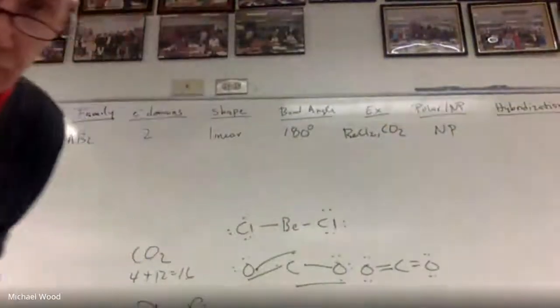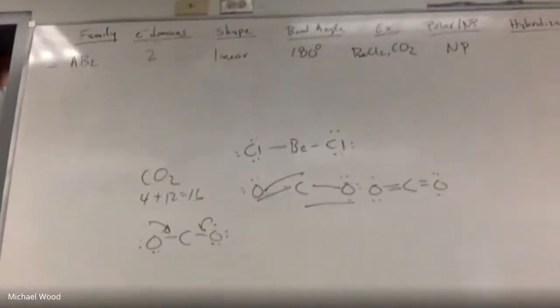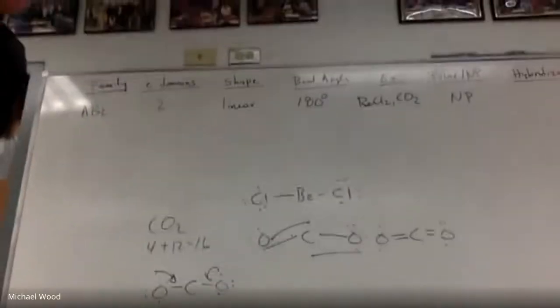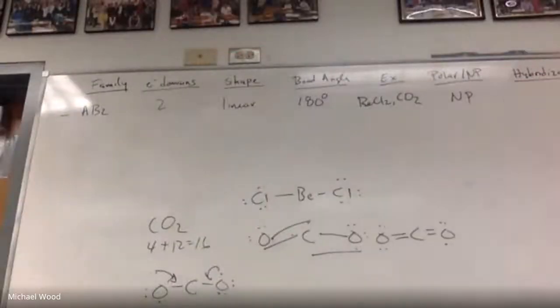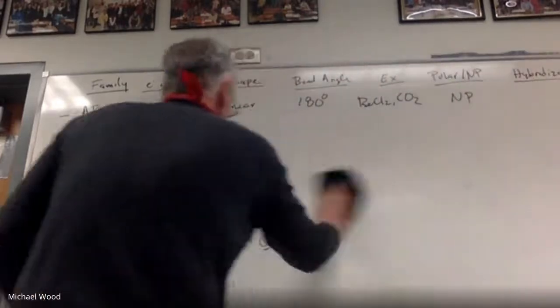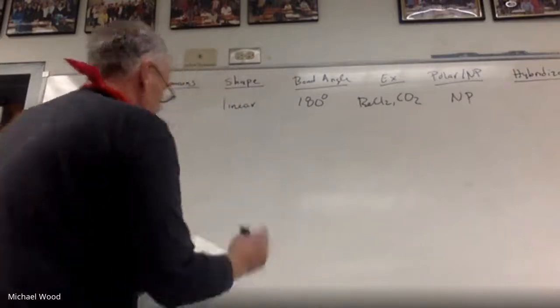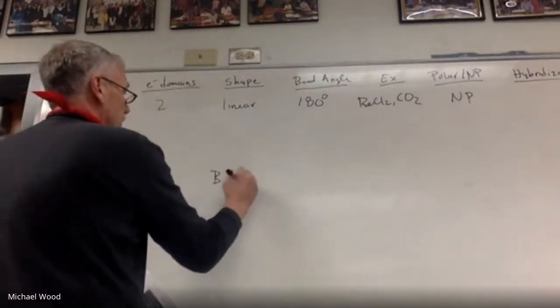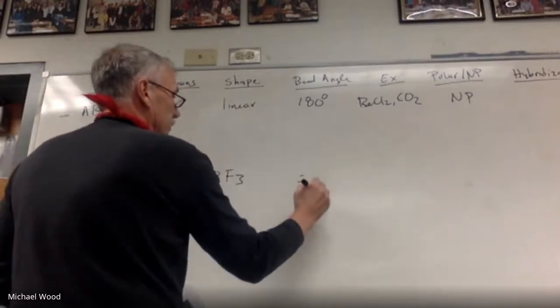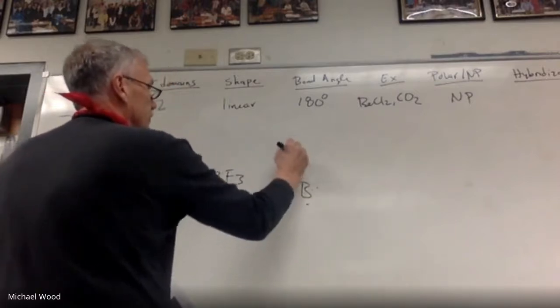Okay, so if I go over here then, so back here. Okay, so you guys can see that. So let me erase this. So if I do the dot structure for BF3, so I'm going to do the dot structure for BF3. So boron, and then 3 fluorines.